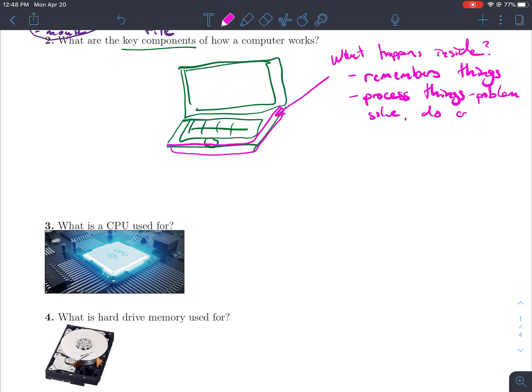Do calculations. Think. Your computer needs to have the ability to do those things as well. So what part of the computer does that? And then also your computer has to have the ability to work on current things. And that's a little different from remembering things, right?